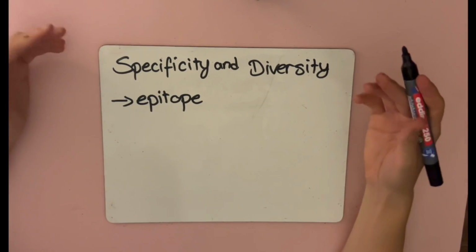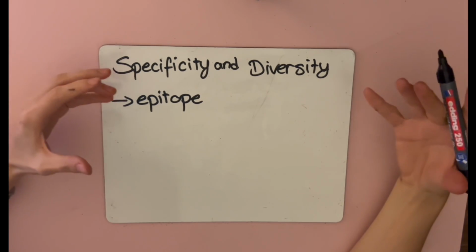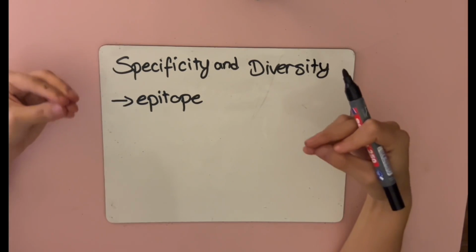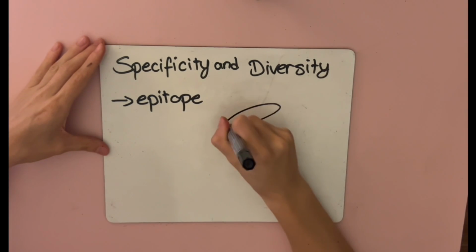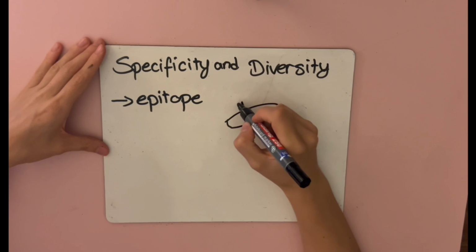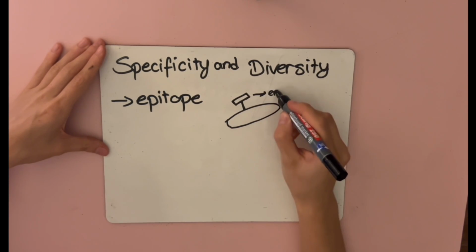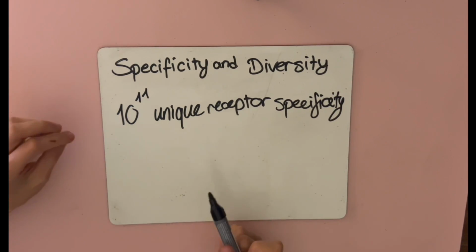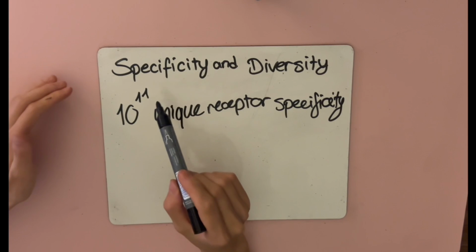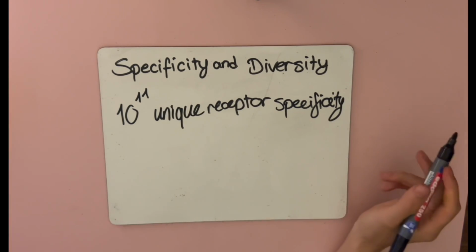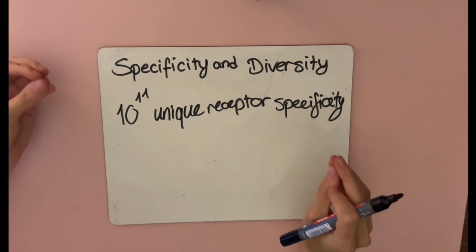You have to understand that enemies in our body have to be recognized somehow. And we do that in the shape of epitope recognition. So epitopes are basically small protein sections of an enemy in our body. When it comes to the potential of diversity, in humans we're talking about 10 to the power of 11 unique receptor specificities. And this comes from combinatorial diversity.